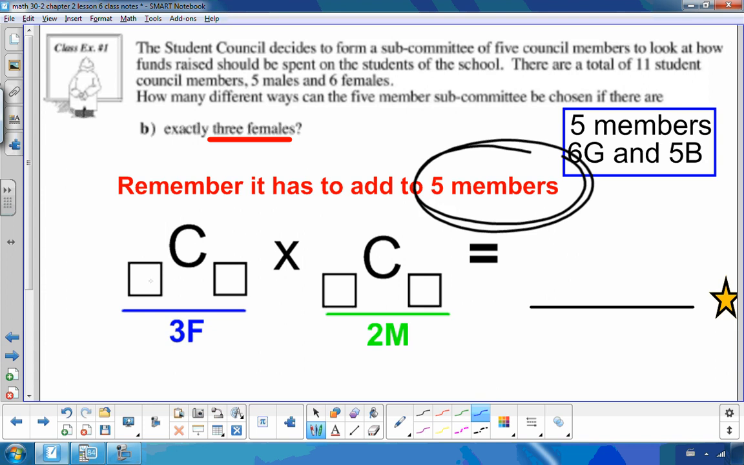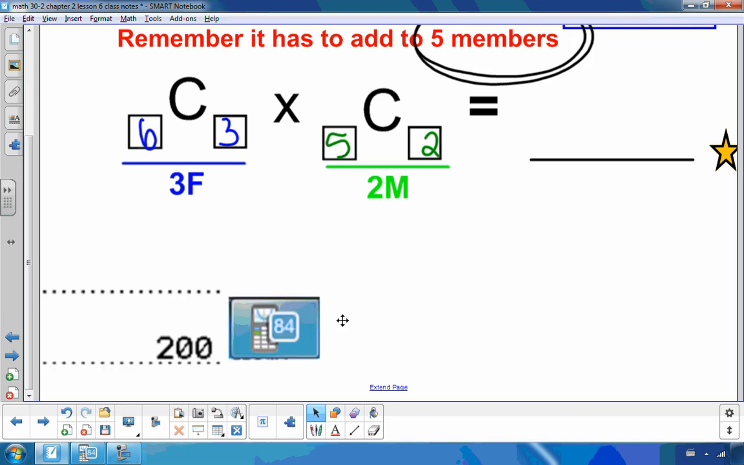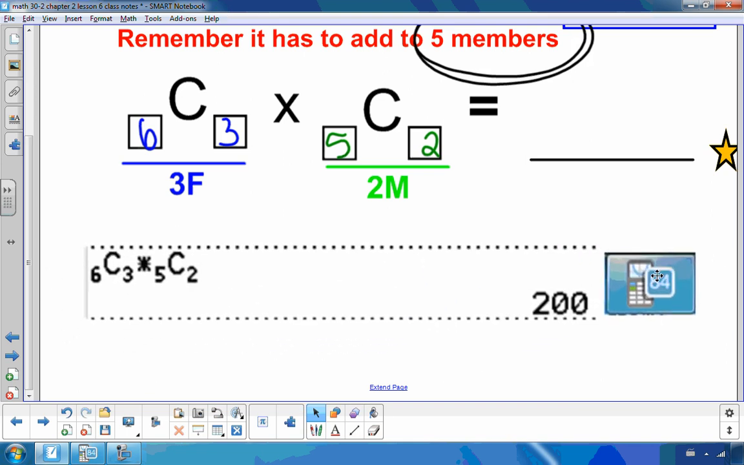So let's look at the females. There are 6 of them, and I want to select 3. And then looking at the males, there are 5 of them, and I want to select 2. The reason I'm multiplying those together is because it is an AND question. So 6C3 times 5C2. And again, I can put that into my calculator just like that, and you can see I get an answer of 200. So there are 200 committees with exactly 3 females.